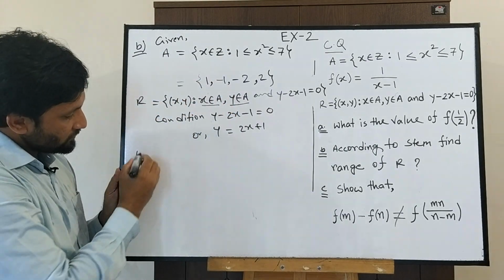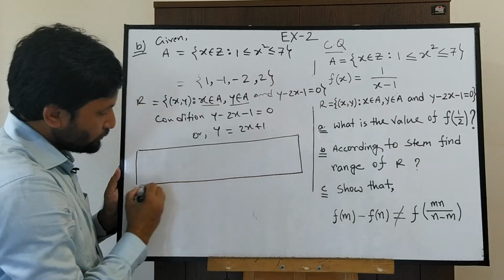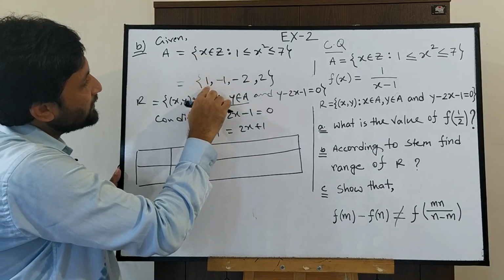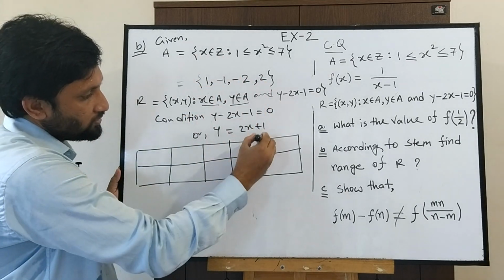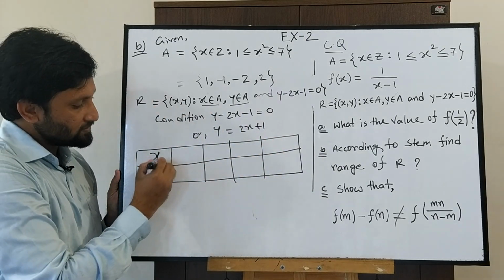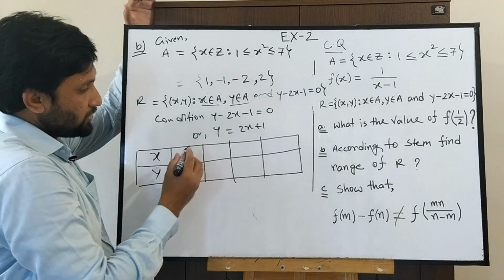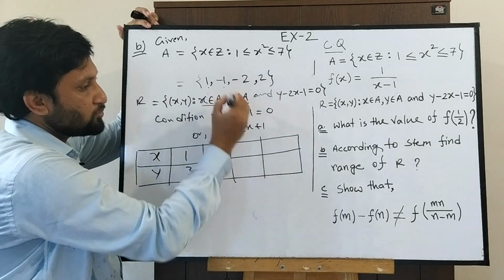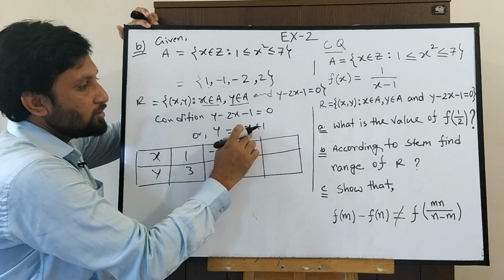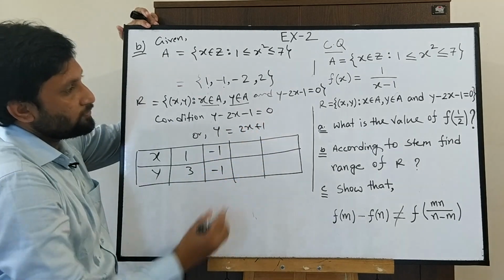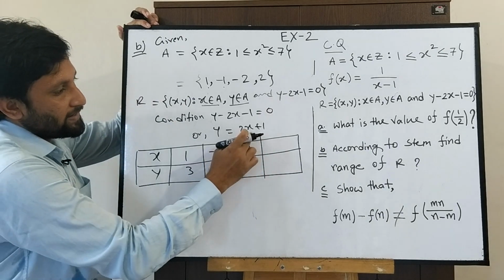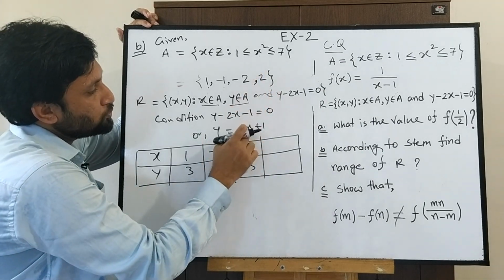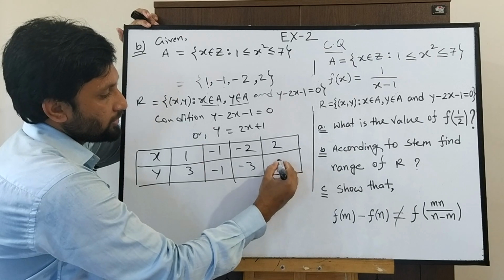Now draw a box like that to find the elements of x and y. Here the elements of A are 1, 2, 3, 4, so we need 4 boxes. This is for x and this is for y. For x equal to 1, 2 into 1 plus 1 is 3, so y is 3. For x equal to -1, y equals -2 plus 1, that means -1. For x equal to -2, we get -2 into 2, that means -4 plus 1, so -3. For x equal to 2, that means 4 plus 1, 5.